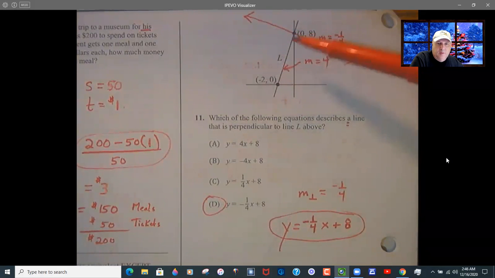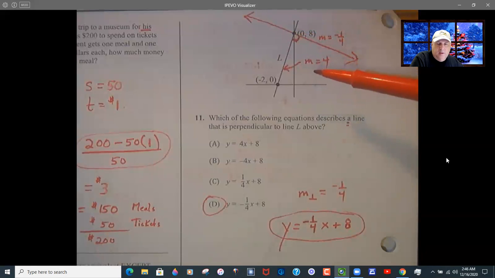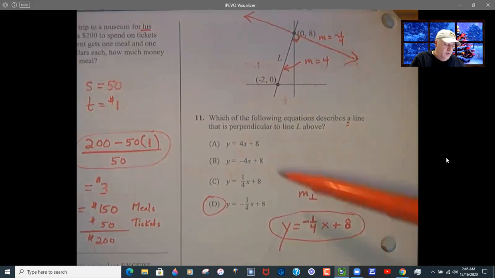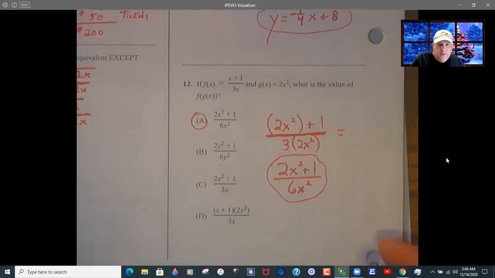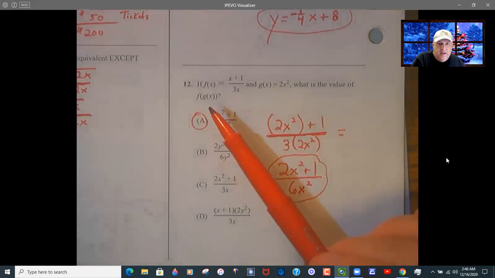Rise over run. So you rise 8 and you run 2. So that slope is 4. And so the equation of the line would have a slope that's a negative reciprocal. So what is the negative reciprocal of 4? That is negative 1/4. And so just look for the equation that has a slope of negative 1/4, and it is D.